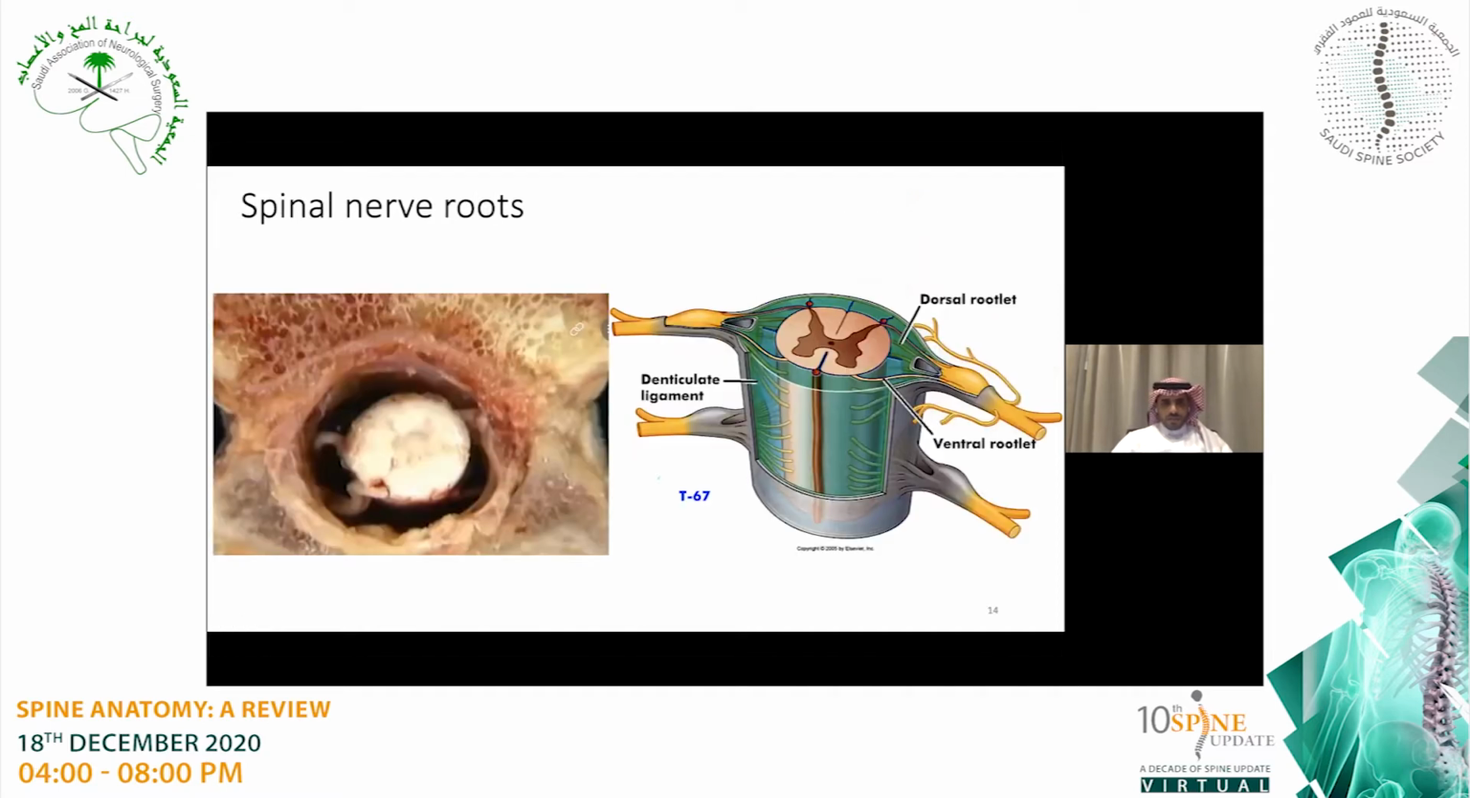Dr. Yahya has talked a lot about the spinal cord, and we can see here there is the dentate ligament that attaches the spinal cord to the dura, and it's clear in this specimen that we have these small dentate ligaments to help stabilize the spinal cord inside the vertebral canal.